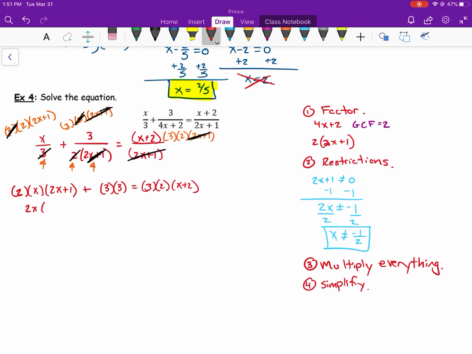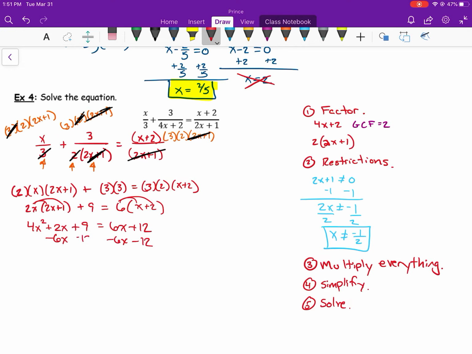Okay, so let's clean this up. We get 2x times 2x plus 1 plus 9 equals 6 times x plus 2. Distribute the 2x, so I'm going to get 4x squared plus 2x plus 9 equals 6x plus 12. Okay, we're simplified. Now I have to solve. So I'm going to subtract 6x and subtract 12. 4x squared minus 4x minus 3 is now equal to 0.